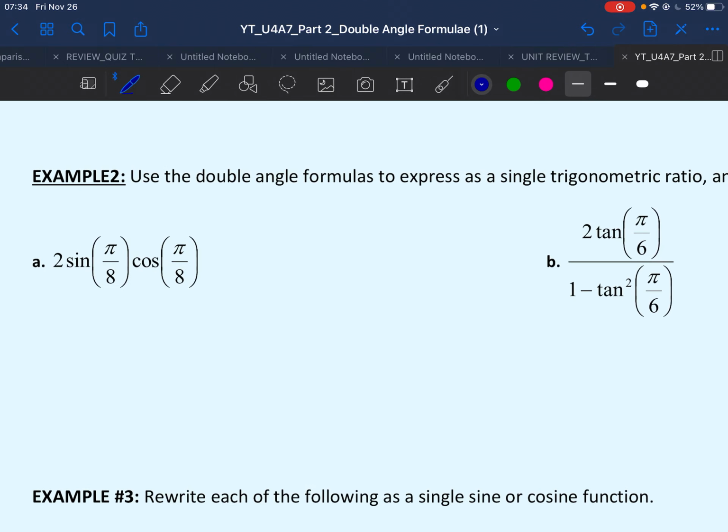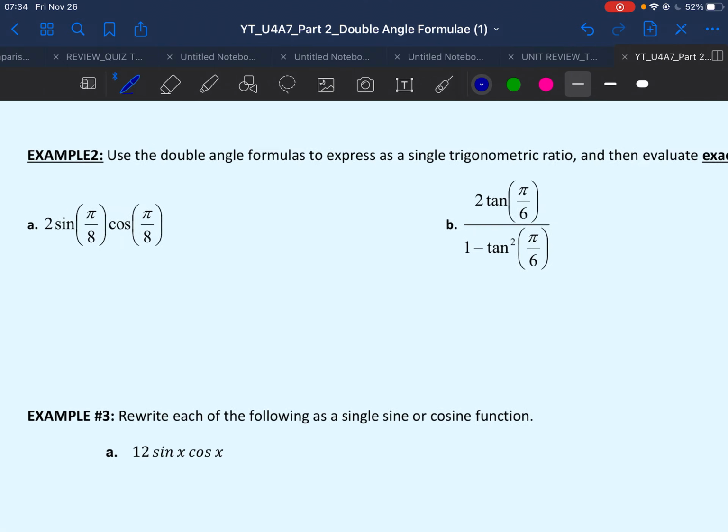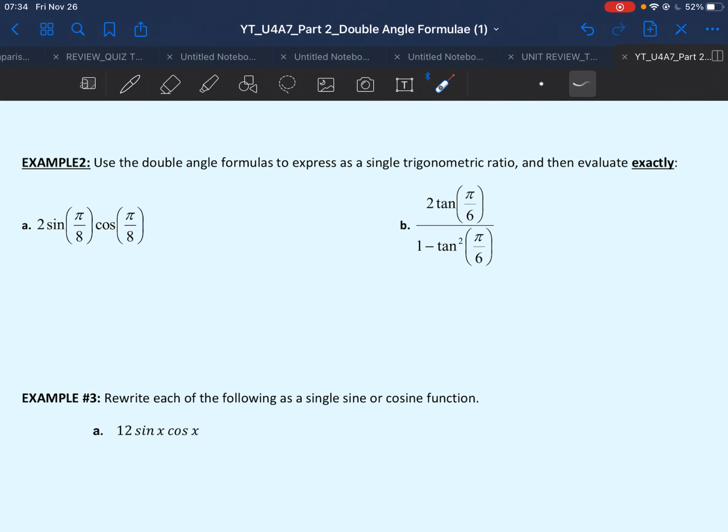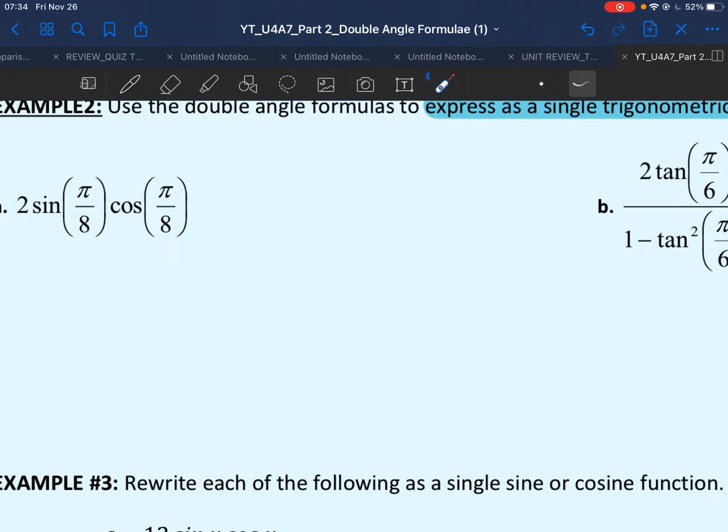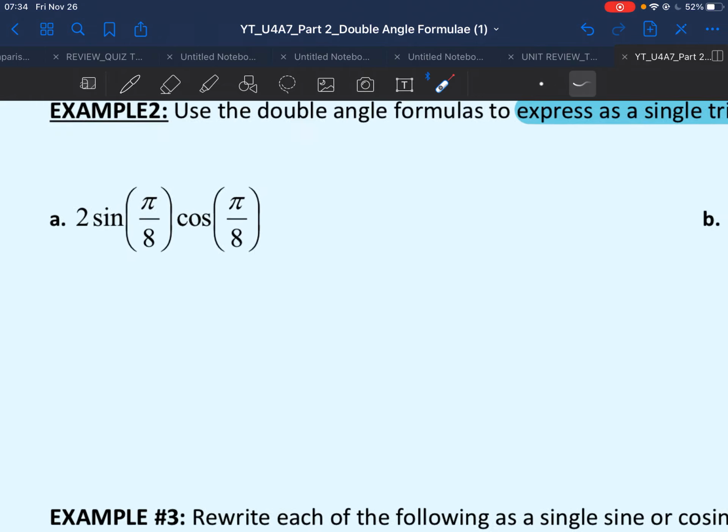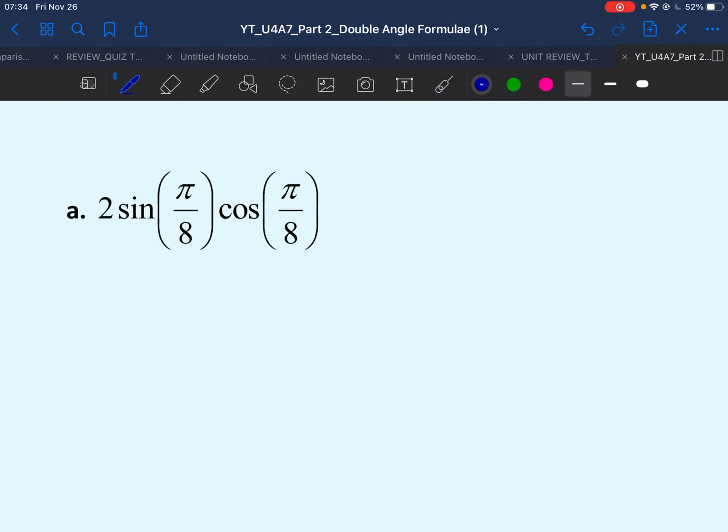So moving on to the next example, we're going to use the double angle formulas to express as a single trig ratio. And then we have to evaluate exactly. So we have to do two things in here. First, express as a single trig ratio. And second, evaluate exactly. So as you can see in here, we have 2 sine pi over 8 cos pi over 8.